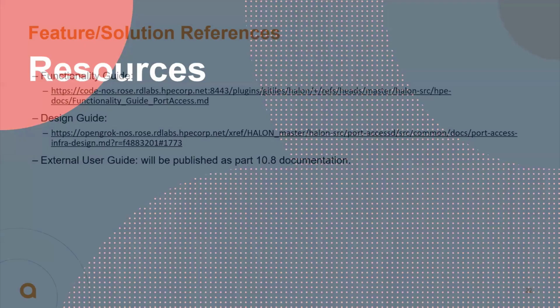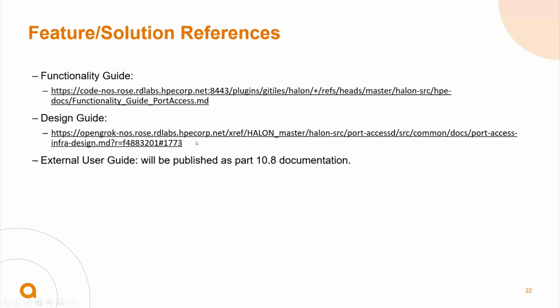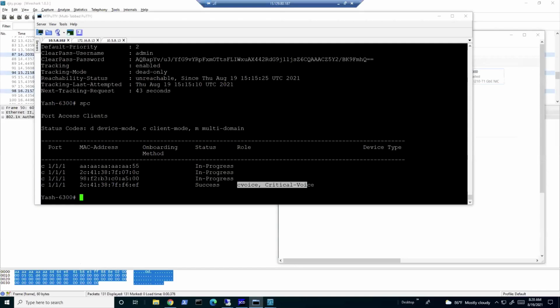Resources: internally you have the functionality guide as well as the design guide, which talk about all the details. In case you are looking for a very detailed document, externally there is a document called the Security Guide for AOS-CX switches. With this, we completed this feature.